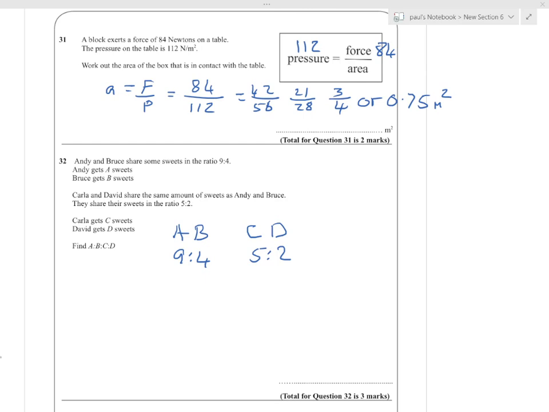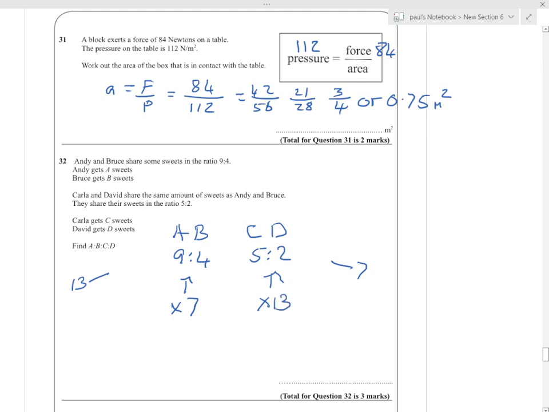So we've got 13 parts of that one, and there's 7 parts in that one. So what we need to do is take this one and multiply it by 7, and take this one and multiply it by 13, so that it's all exactly the same numbers.